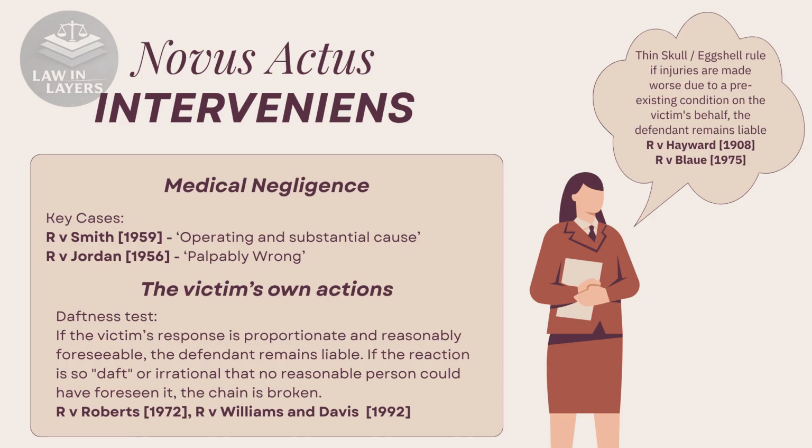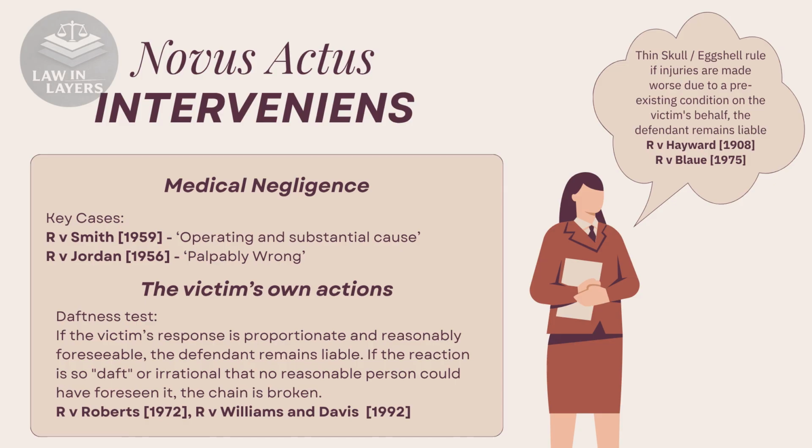An example of this principle can be found in Roberts, where the defendant made unwanted sexual advances towards the victim while driving. To escape, she jumped from the moving vehicle. The court held that her reaction was proportionate and foreseeable. Therefore, the chain of causation was not broken, and the defendant remained liable for her injuries.